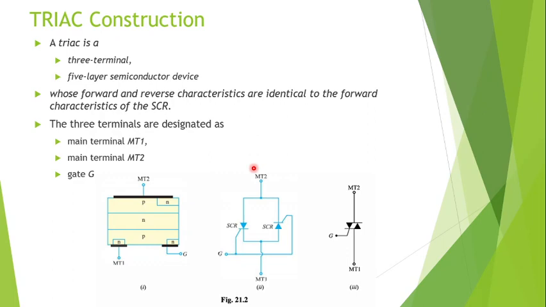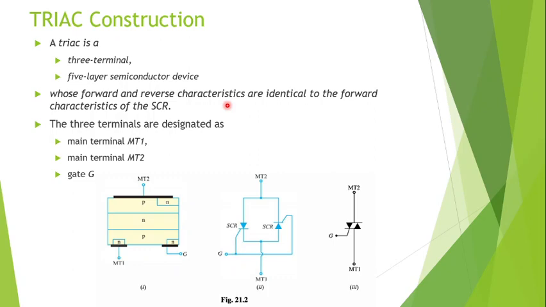Now let us look at the construction of a triac. How is a triac made? We know that triac is a three-terminal device. Now this three-terminal device is made up of 5-layer semiconductors, 5 layers of PN, PN, PN. So triac is a three-terminal 5-layer semiconductor device whose forward and reverse characteristics are identical to the forward characteristics of the SCR, and we will see why they are identical.